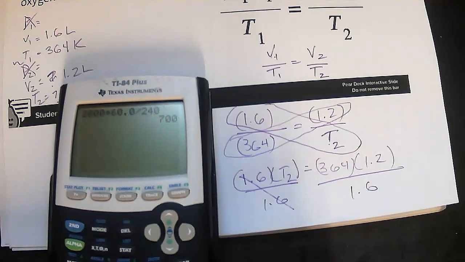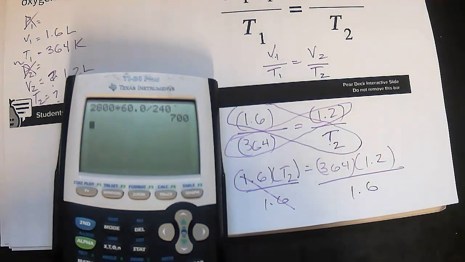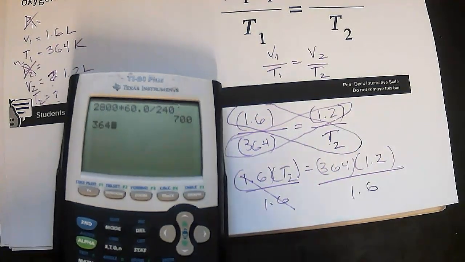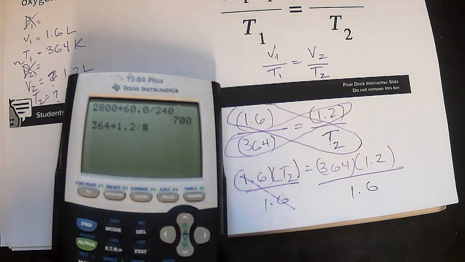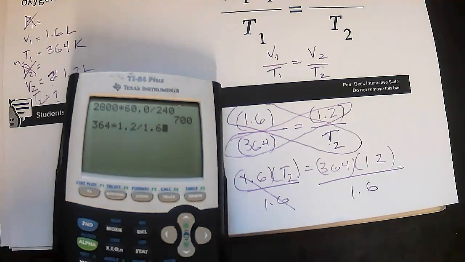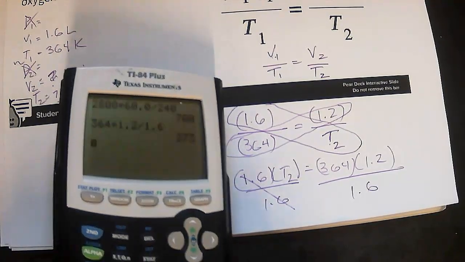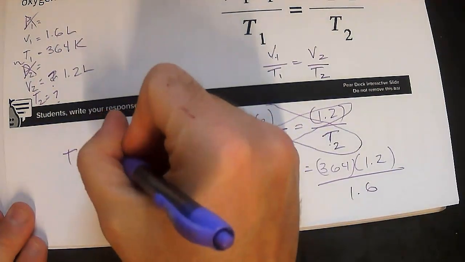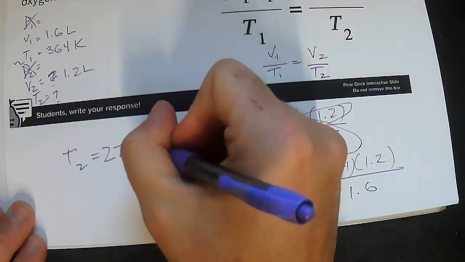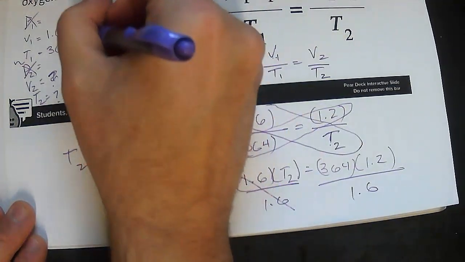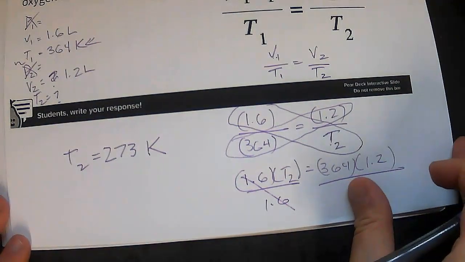So I'm going to do 364 times 1.2 divided by 1.6. When I do that, I get 273. And then the unit for temperature is Kelvin, so we're good.